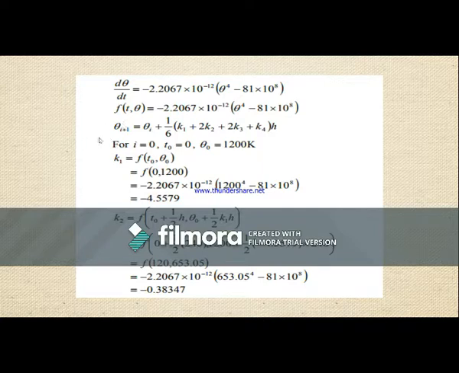After we substitute all the values, we get the value for k1 equal to negative 4.5579, and it is the same for k2. After we substitute all the values inside this equation, we get negative 0.38347, and also for k3, and the same for k4. For theta 1, it is equal to theta naught plus 1 over 6 times k1 plus 2k2 plus 2k3 plus k4 times the step size.